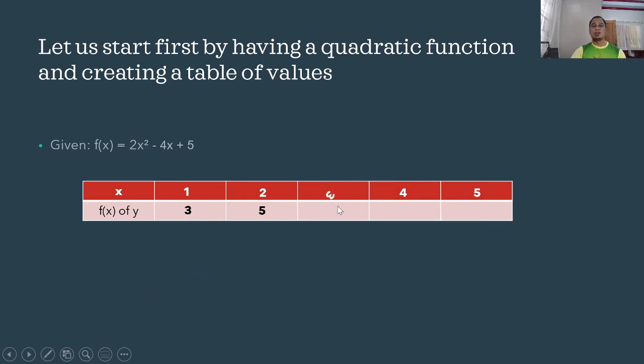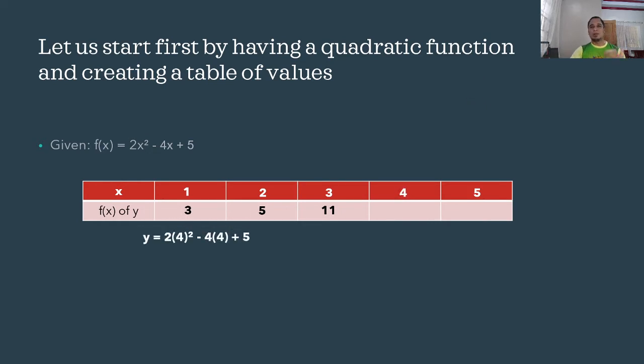Next, we have here now number 3. So again, all the x's will be replaced by 3. And we have here now 18 minus 12 plus 5. And simplifying this further, we have here now y is equal to 11. The value of y, if x is equal to 3, is 11. Next, we have here now number 4.